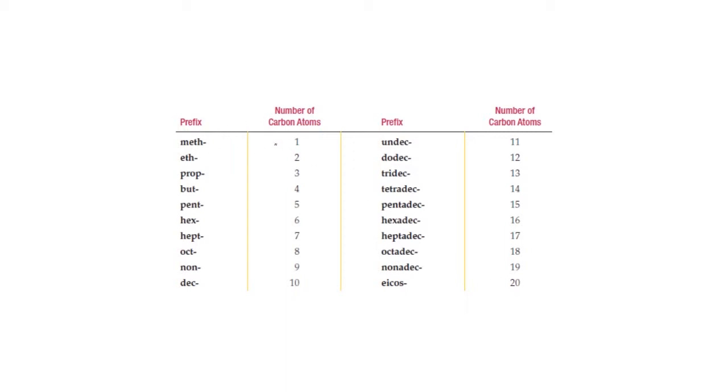Now, the prefixes that we use in here, there is a table for some of those prefixes from 1 to 20. When I have 1 carbon atom, I will use the prefix metha, and if I have 2, it's etha, until you have here hexa for 6 carbon atoms, and octa for 8 carbon atoms, nona for 9 carbon atoms, and we have also up till the 20 carbon atoms.